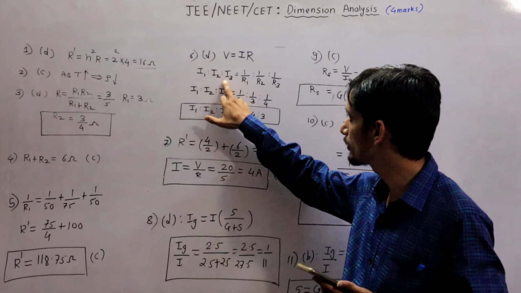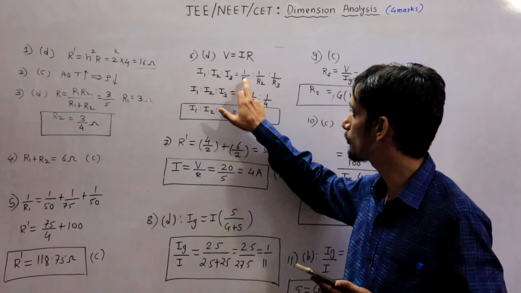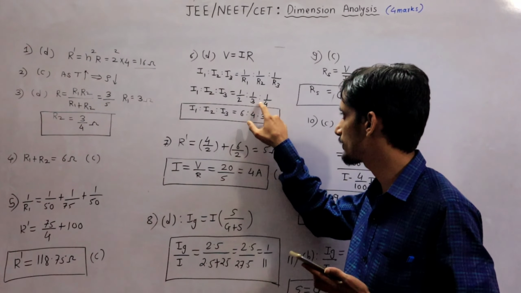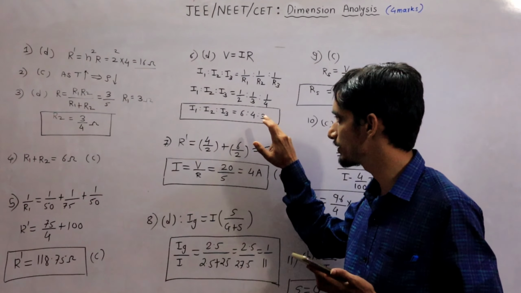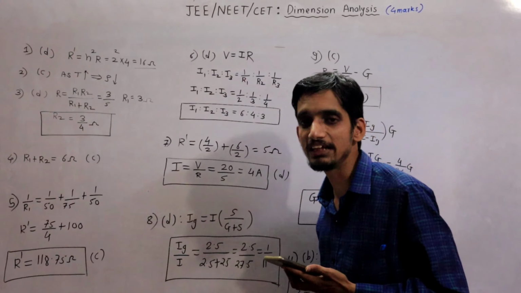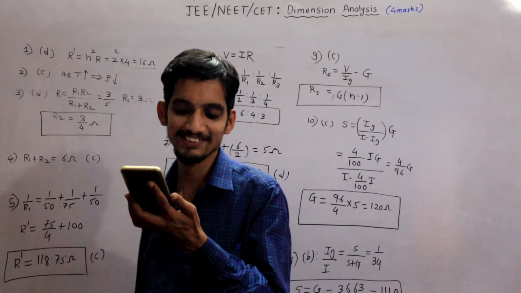So I1 : I2 : I3 is equal to 1 upon R1 : 1 upon R2 : 1 upon R3, which is 1 by 2 : 1 by 3 : 1 by 4. If you take the LCM, you are getting 6 : 4 : 3, which is option D. That is the answer for question number 6.